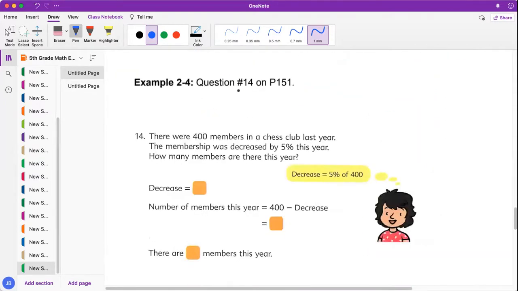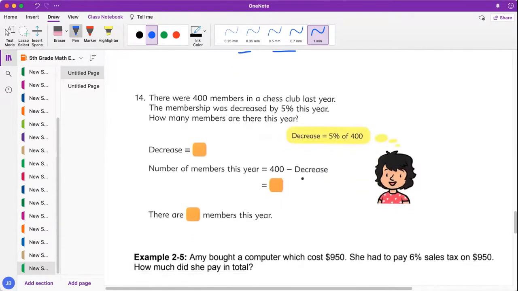All right, so now we'll do question 14, and this is page 151. It says there were 400 members in a chess club last year. Then the membership decreased by 5% this year. How many members are there this year? Hanjin, you want to try this one? No, I have a question. Can you only divide with this one?